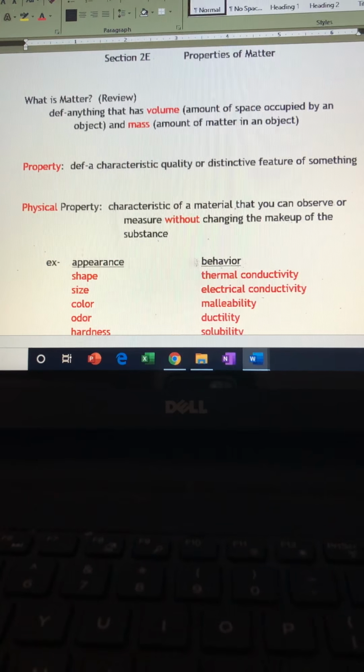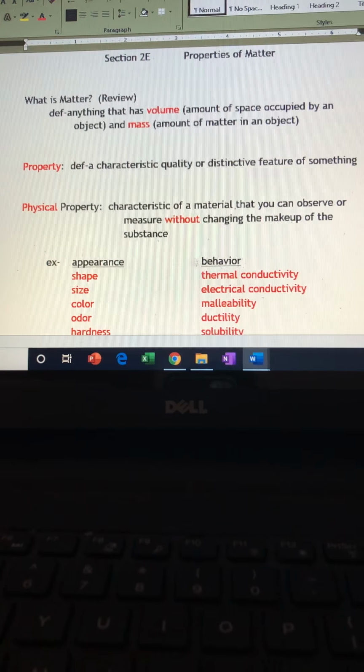Appearance is things like shape, size, color, odor, hardness, state of matter, and density. Okay, it's what it looks like. So shape might be if it's round or spherical or cylindrical or trapezoid or whatever. Size may be, let's just say our flag in our room. It's 3 foot by 5 foot. Okay. Color, you understand what that is.